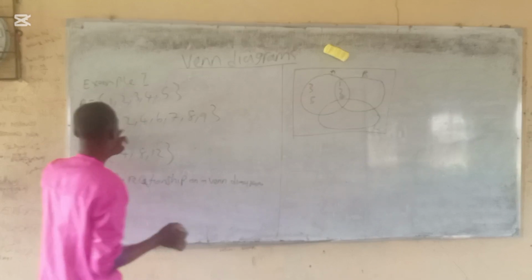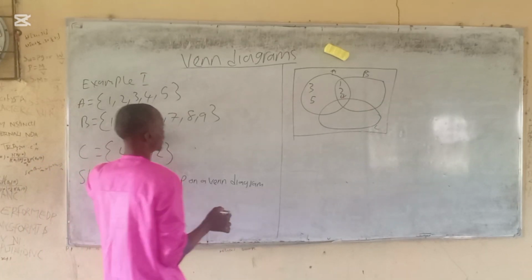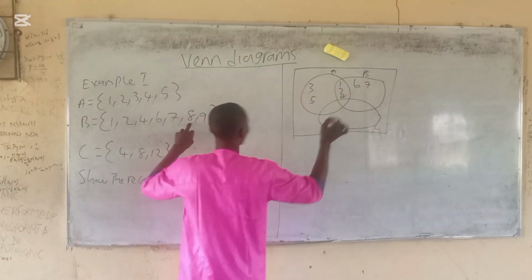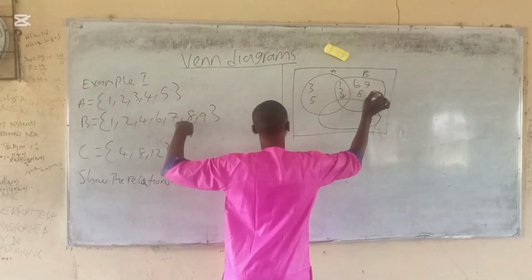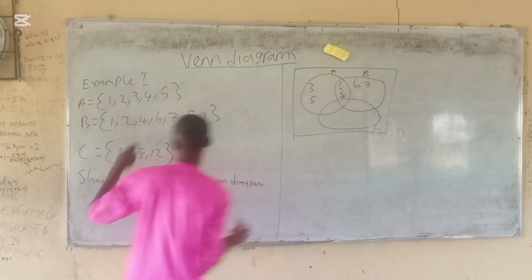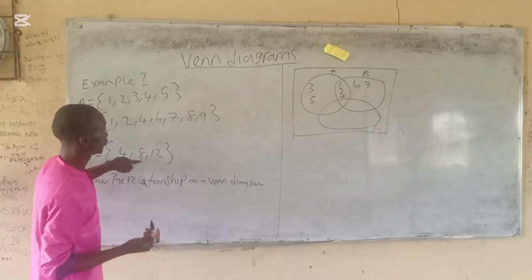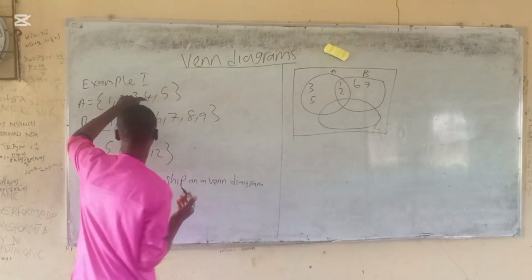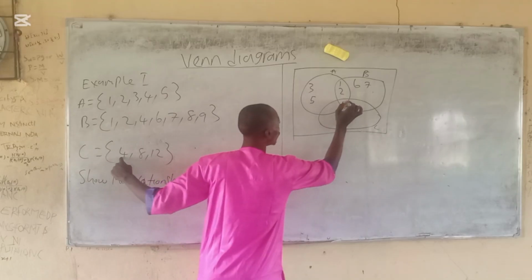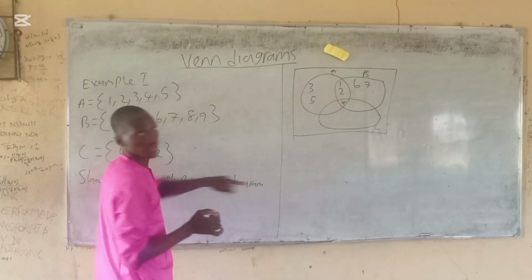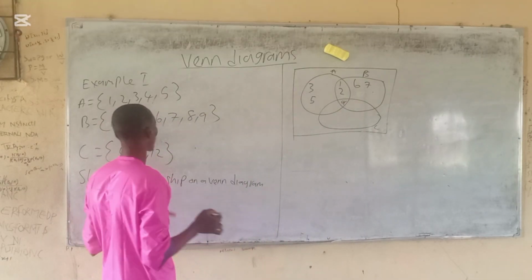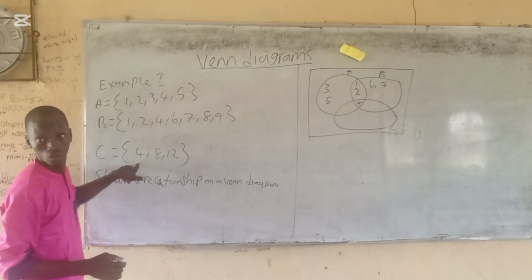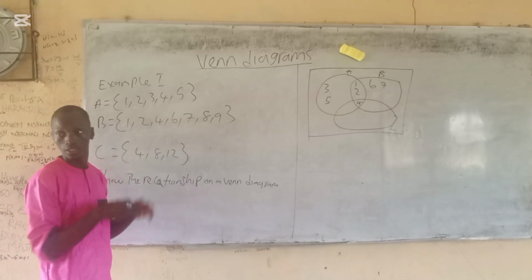Then come to set B: we have 1 and 2, already put in. We have 6, we write the 6 here. We have 7. We have 8. Now look at the 4: there's a 4 here, a 4 here, and a 4 here, so you put it in the middle. The 4 has part in all 3 sets, because they say A intersect B intersect C.